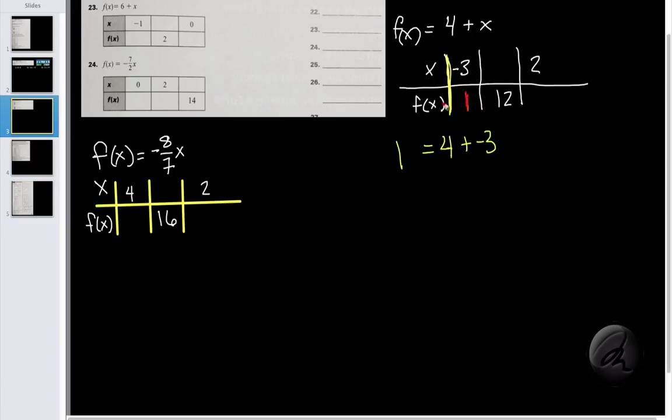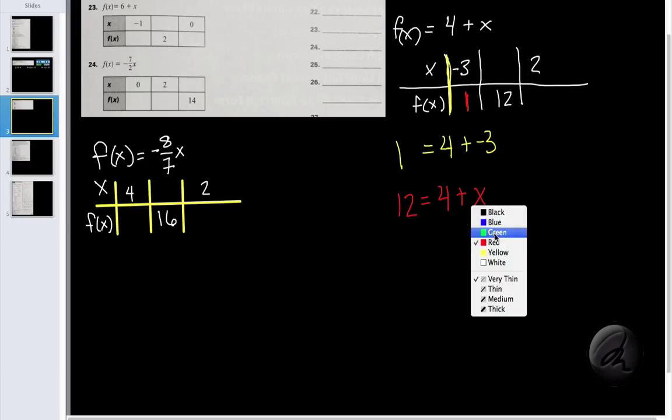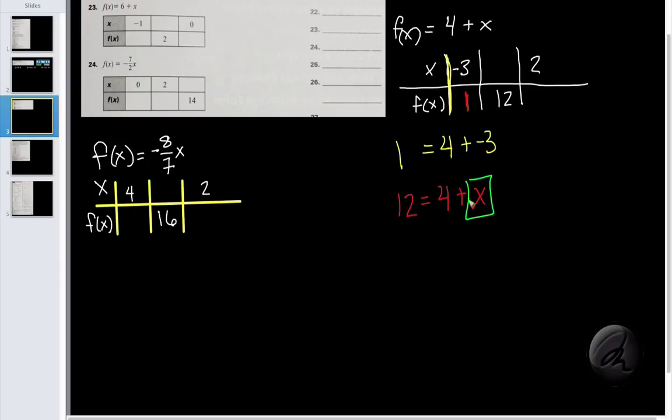Okay? So now, look at this second block here. Now, what if this entire value is equal to 12? So now f of x equals 12. What must x be for this to be true? What does the value of x have to be in order for this whole thing right here to equal 12?